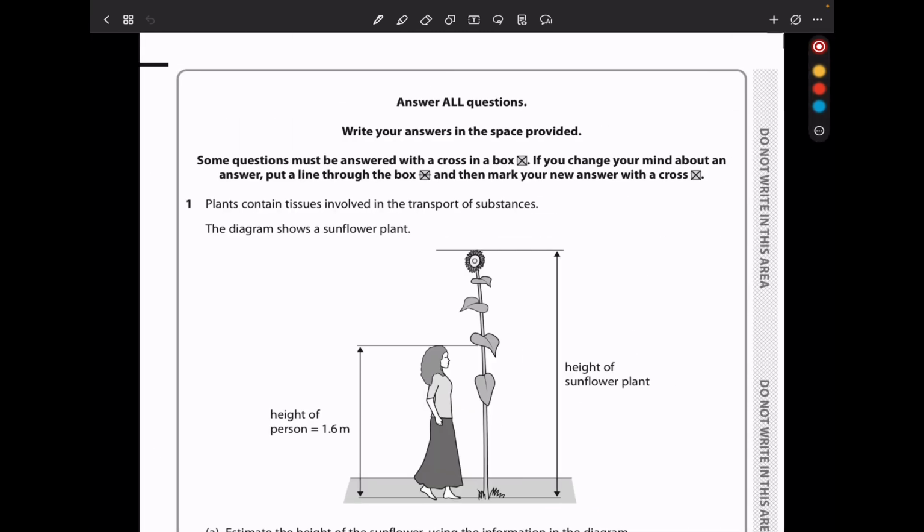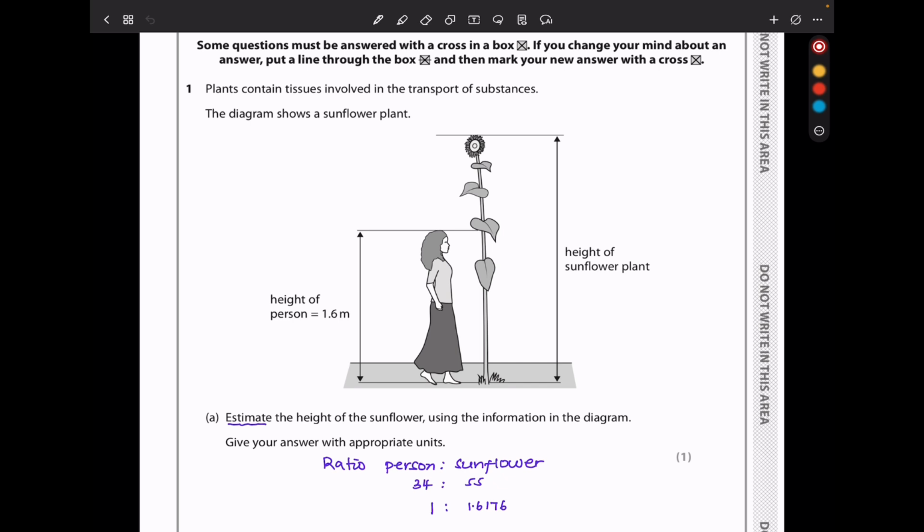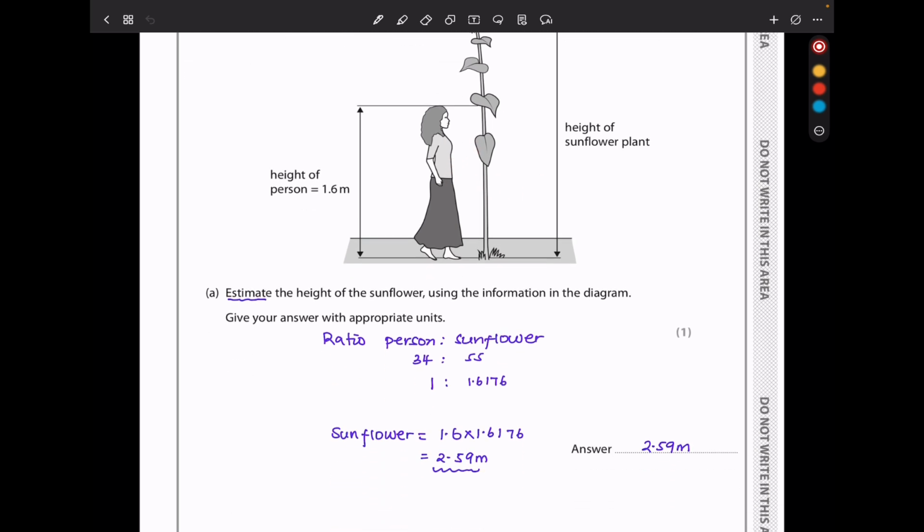Question 1. Plants contain tissues involved in the transport of substances. The diagram shows a sunflower plant. So this is the sunflower plant. And they say estimate the height of the sunflower using the information in the diagram. Give your answer with appropriate units.